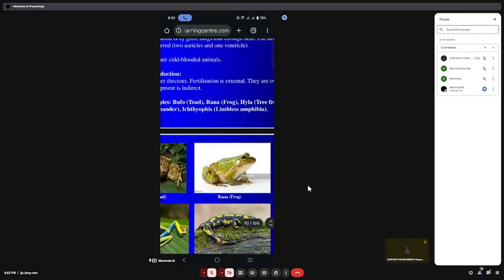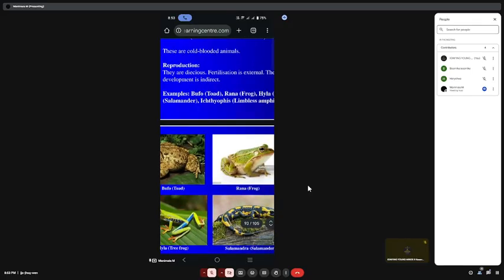They are oviparous, and development is indirect. Circulatory system: the heart is three-chambered, with two atria and one ventricle. The three-chambered heart of amphibians is advanced over the two-chambered heart found in fishes. When compared to fishes, this three-chambered heart is advanced. Amphibians are more advanced than fishes.